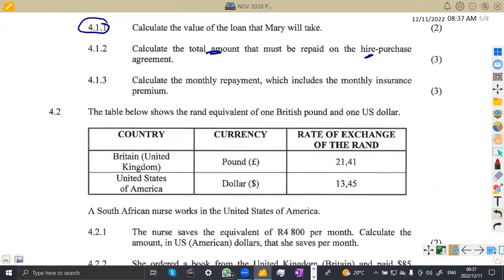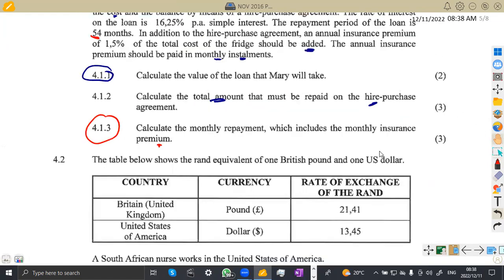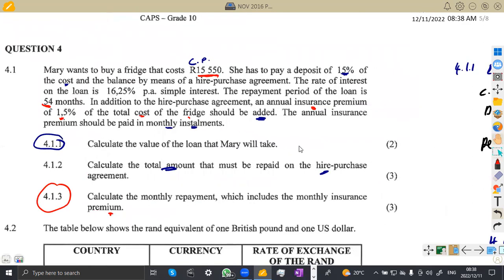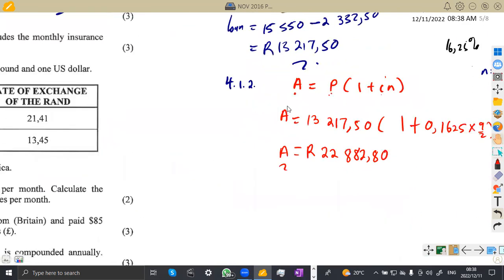All right, then on 4.13, calculate the monthly repayment, which includes the monthly insurance premium. So what are we going to do, guys? Remember, we are given that this Mary is going to be affected by an insurance which is at 1.5% of the total cost of the fridge. Take note, the total cost, which is 15,550. All right, so let's start with the insurance part.